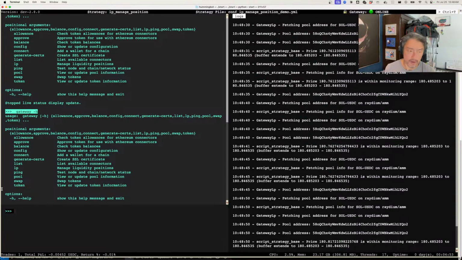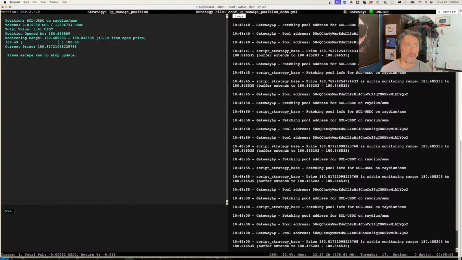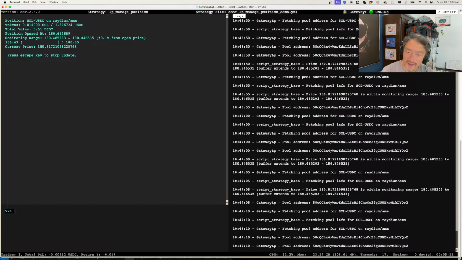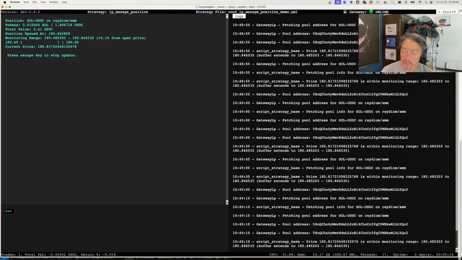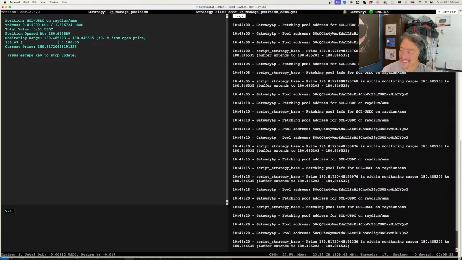Let's take a look at status. Okay, now it's actually pretty close to being out of range. It looks like the market's going up a little bit. So let's wait a little bit and see if the price does rise out of range, so we can witness the bot hopefully closing the position and providing a report of the P&L. Let's see if the market goes up by 0.04 SOL in the next few minutes.